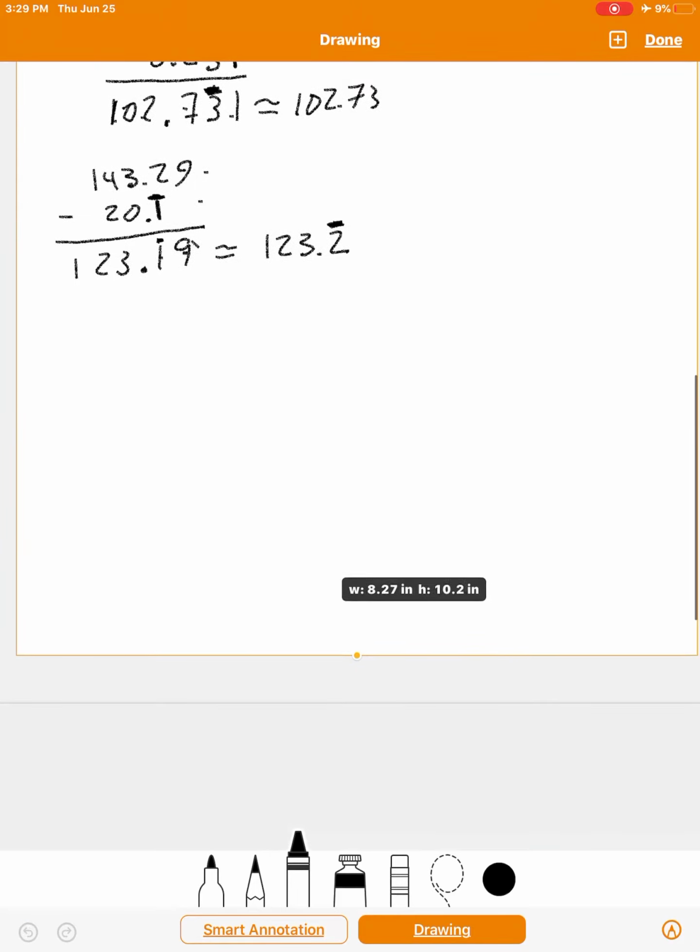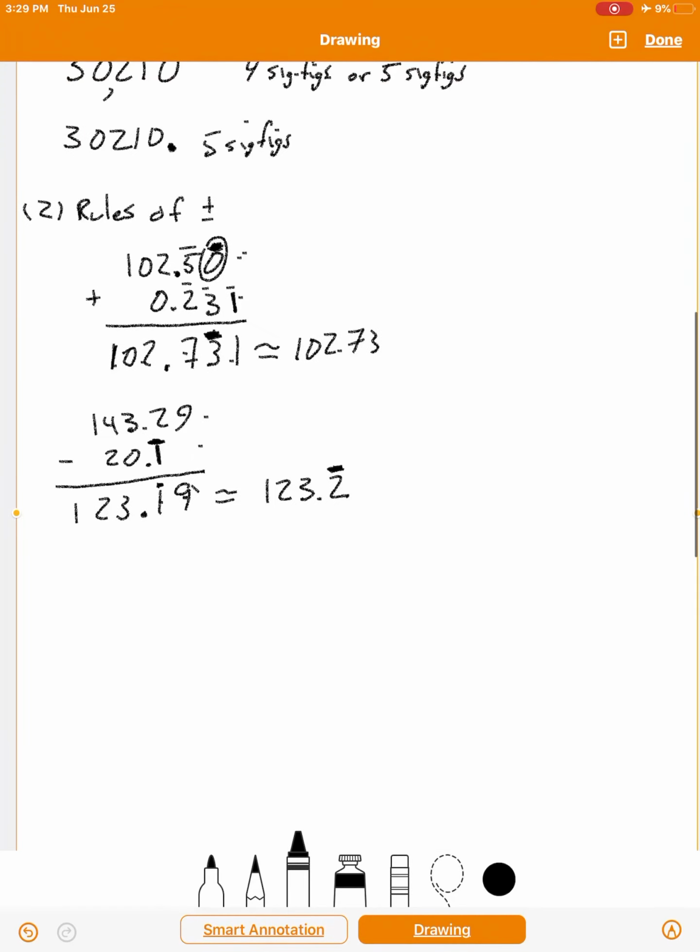Very simple. Now, what about multiplication, division? Multiplication and division. It's a slightly different rule. Let me show you. If you have 1.4 times 8.011, okay, these two measurements, you count the sig figs. This one has 2 sig figs. This one has 4 sig figs, right? See how this one has 4? The 0 counts because it's a captive.